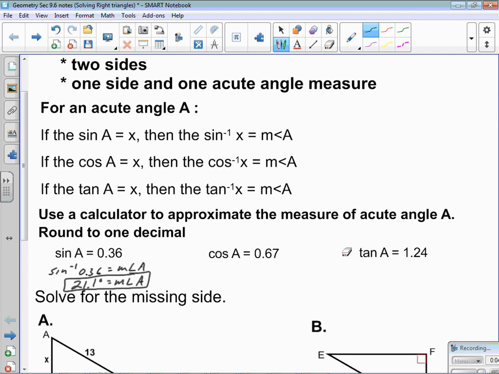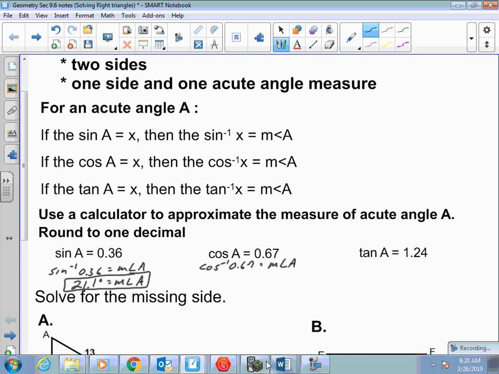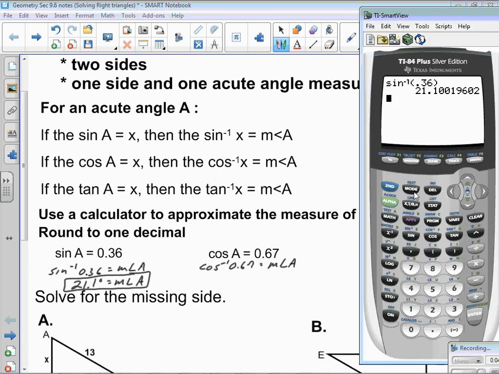Alright, so the next one tells us that the cosine of A equals 0.67. So to find the measure of angle A, it's the inverse cosine of 0.67 equals the measure of angle A. So second function cosine, 0.67. And that'll be 47.9 rounded to 1 decimal place.